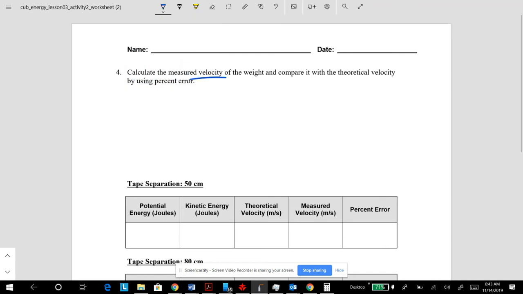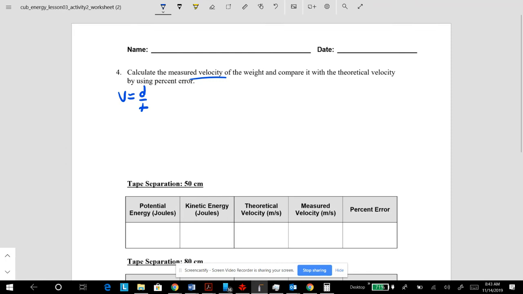Okay, measured velocity. How do we figure out velocity normally? What's the standard equation for velocity? Perfect. Do we know our distance? Yeah, they were 50 centimeters apart. The other one was 80. Do we know how much time it took?